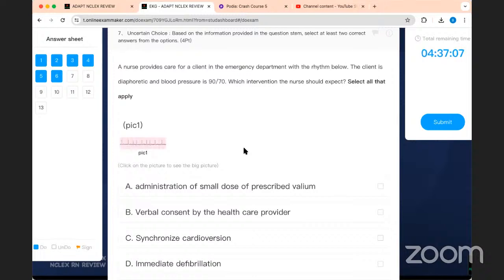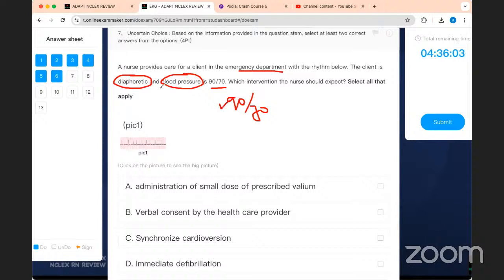And let's provide care for a client in the emergency department with the rhythm below. The client is diaphoretic and a blood pressure of 90/70. Which intervention should the nurse expect? Once again, don't answer the question. Don't even look at the rhythm until you know what you're supposed to do. Patients in the emergency room. The client is what? Why are they giving me diaphoretic? All the cases I've given you, I just give you and I let you find it. And then blood pressure is 90/70. Which intervention should the nurse expect?